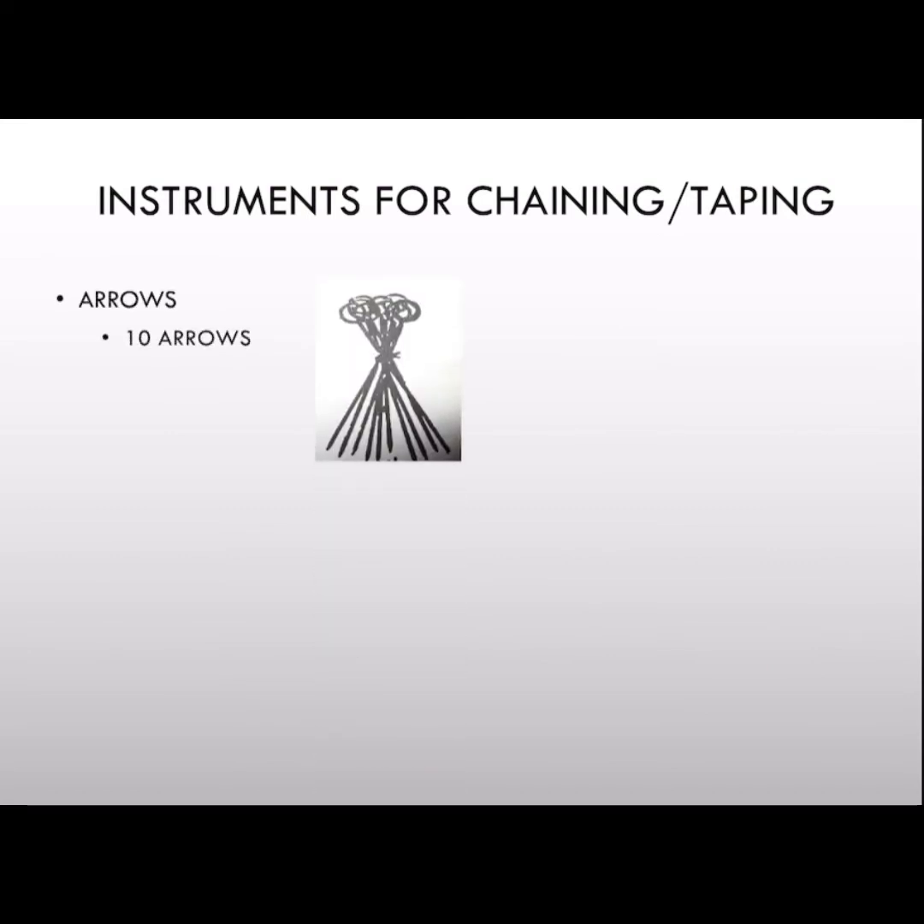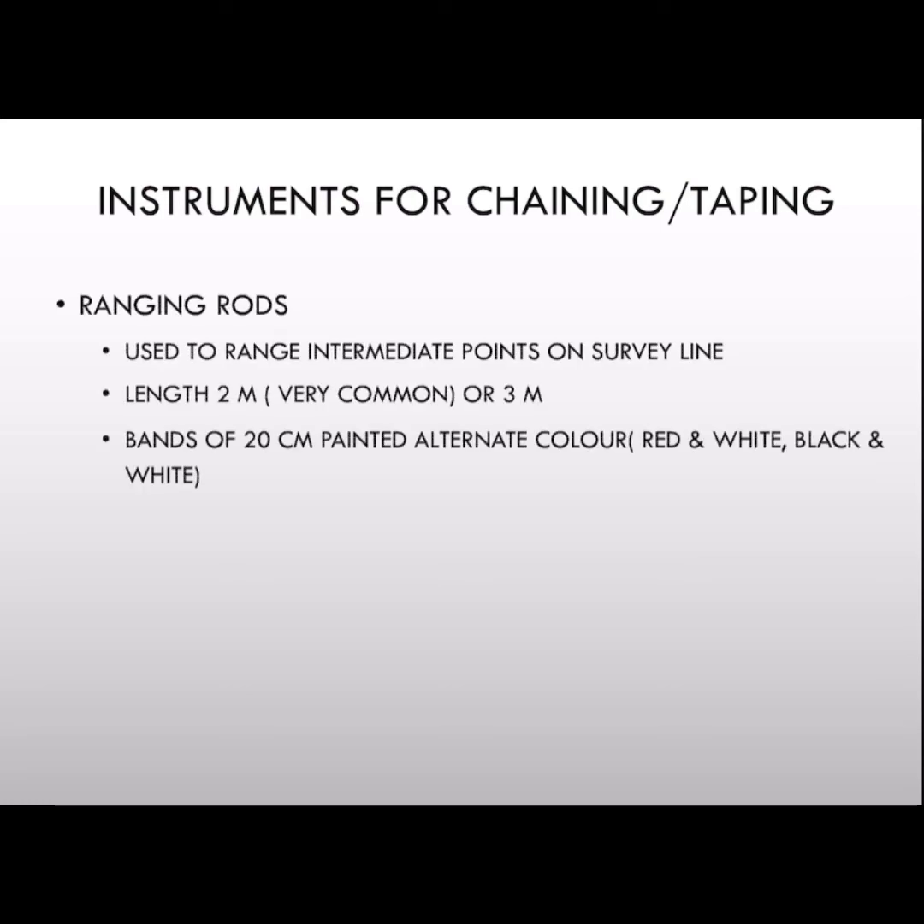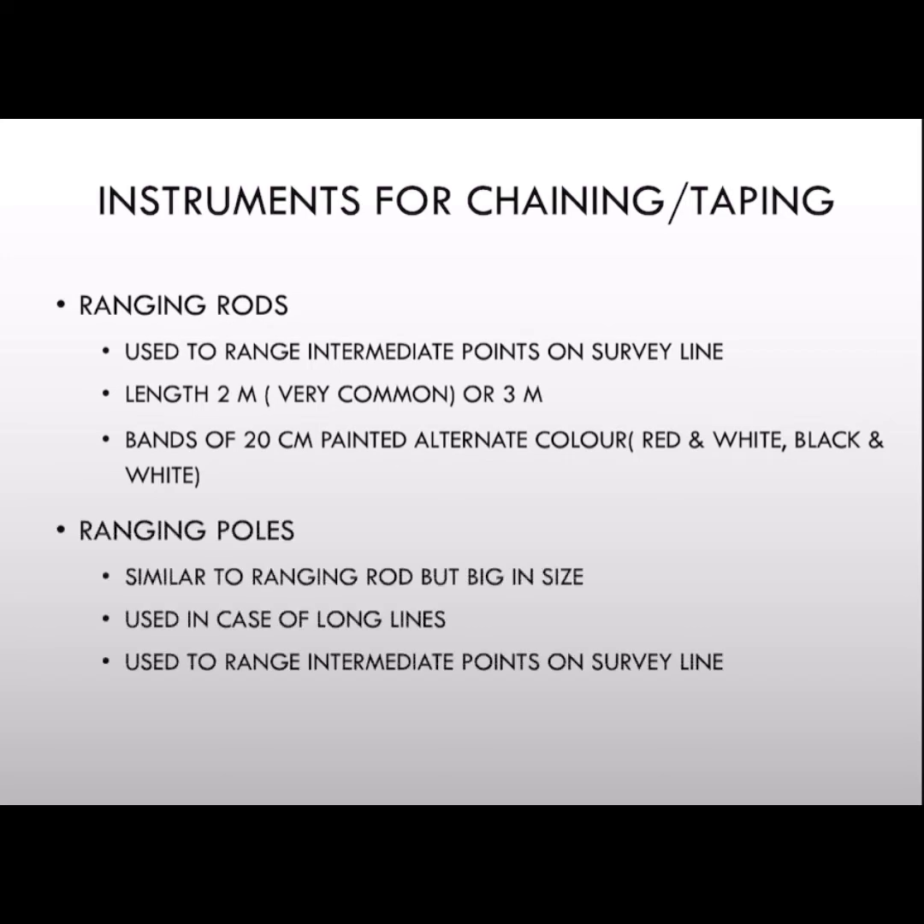Instruments for chaining and taping: arrows, 10 arrows, and pegs, used to mark station positions and the terminal points of a survey line. Ranging rods are used to range intermediate points on a survey line, length 2 meters or 3 meters, with bands of 20 centimeters painted in alternate colors like red, white, black, and black and white.